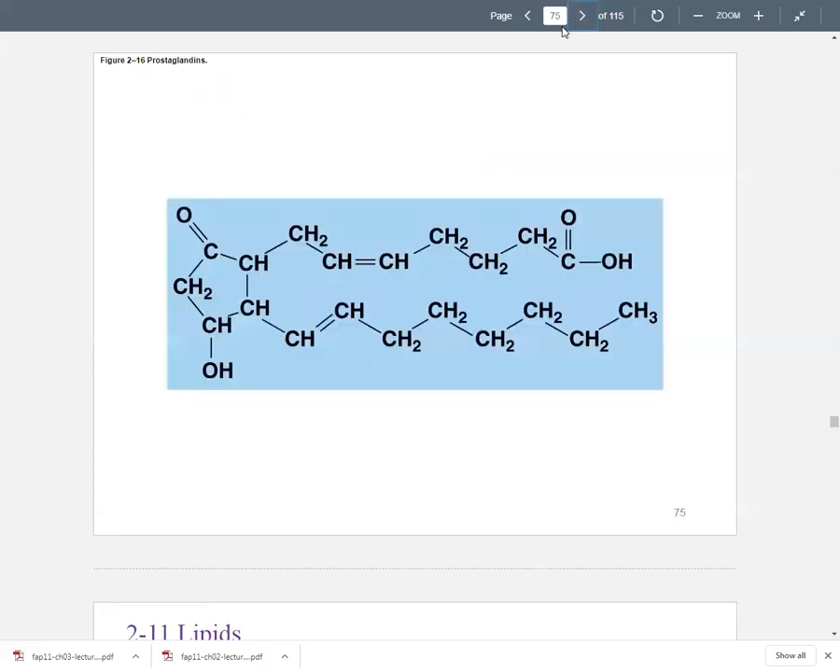All right, so here's an example of prostaglandin. So you have basically a 5-membered ring here and 2 tails. One of these tails has a carboxyl group on it, the other does not, but they each have some double bonds in their fatty acid tails.